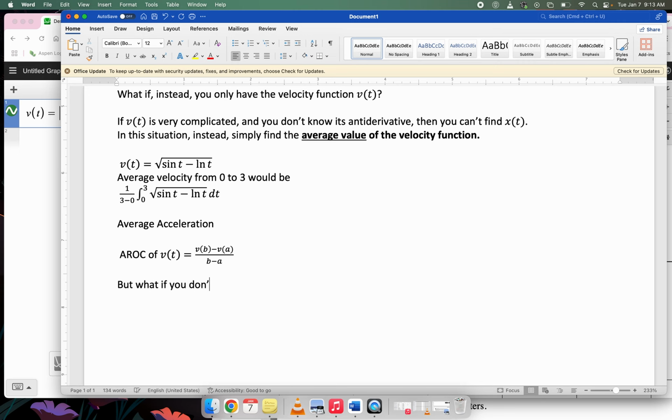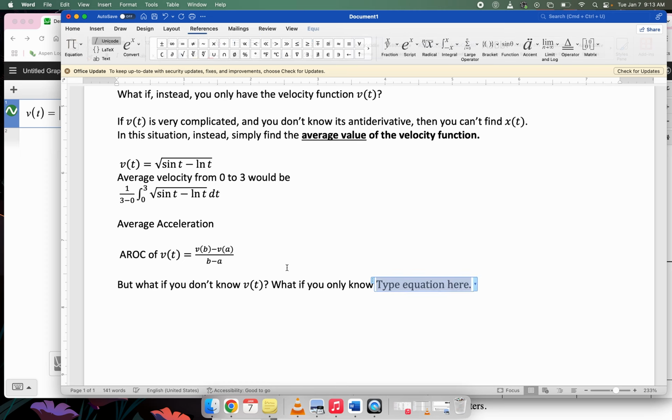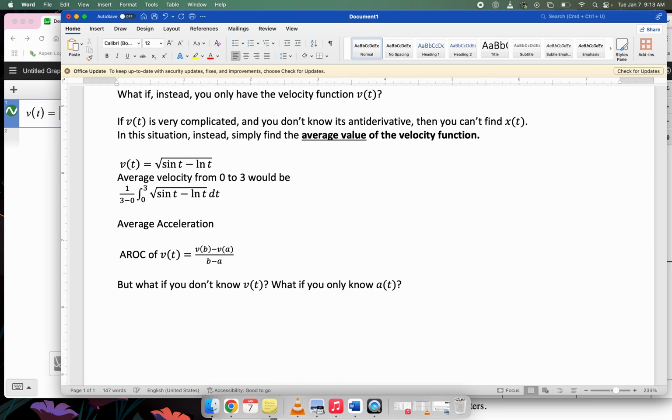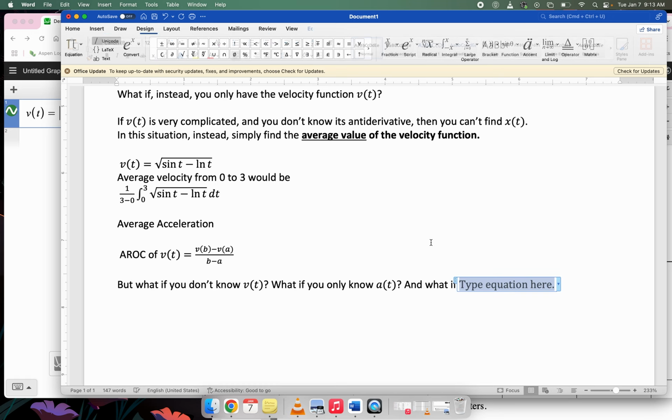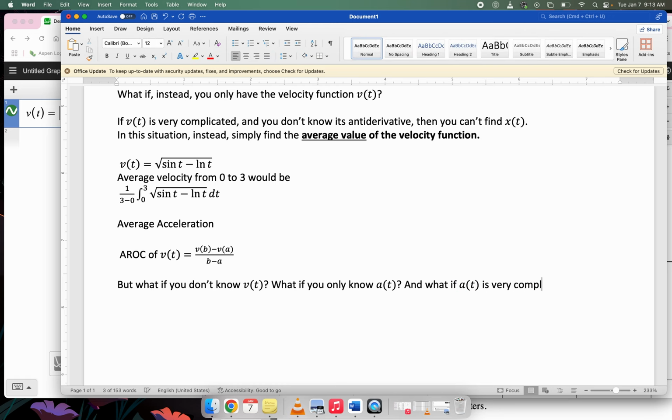But what if you don't know v of t? What if you only know the acceleration function? And again, if the acceleration function is simple, then you can anti-differentiate it and get the velocity function. Fine. But if the acceleration function is complicated, you're not going to be able to do that. And so what if a of t is very complicated? Well, you can still compute the average acceleration if you have a calculator.